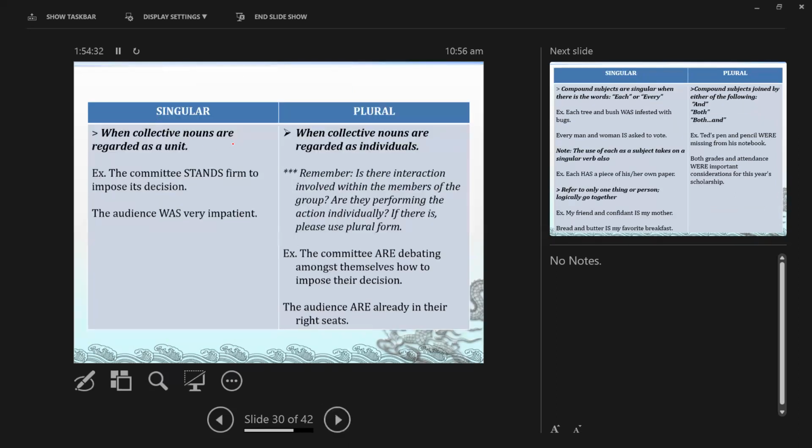When collective nouns are regarded as a unit, singular. Singular ang verb kapag ang collective noun daw is one unit. For example, the committee stands firm to impose its decision. The committee. So singular, meaning ang gagamitin mong verb is singular with an S. Okay?